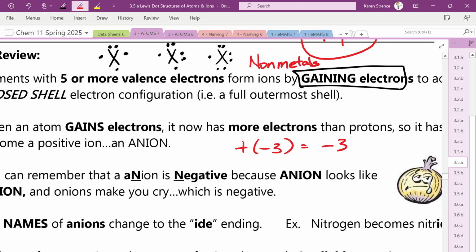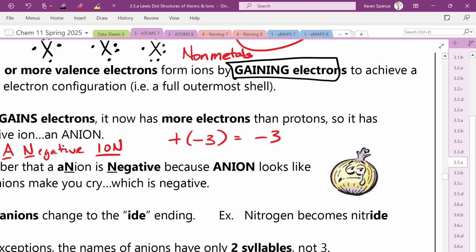2 ways to remember the word anion. You have a negative ion, or anion kind of sounds like onion, and onions make you cry, which is negative.